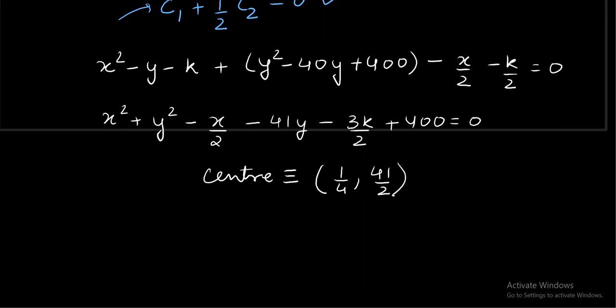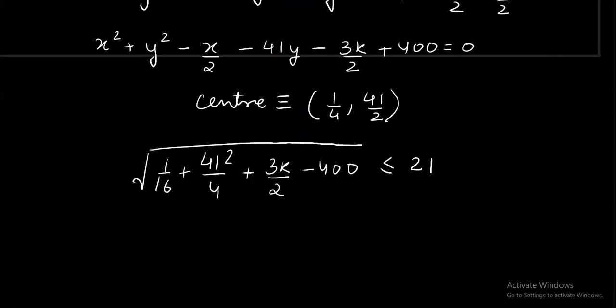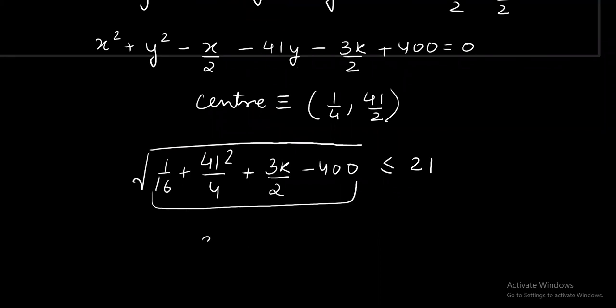Okay, let's find the radius. We know the formula for the radius, root over g square plus f square minus c. Now minus c means I'm going to write this one as plus 3k by 2 minus 400. What we need is, we want this quantity to be less than or equals to 21. Square both the sides and start simplifying the left hand side. When you take the LCM over here, you will be getting it as 325 plus 24k less than or equals to, on the right hand side, I'm shifting 16, cross multiplying it and writing it with 21 square.